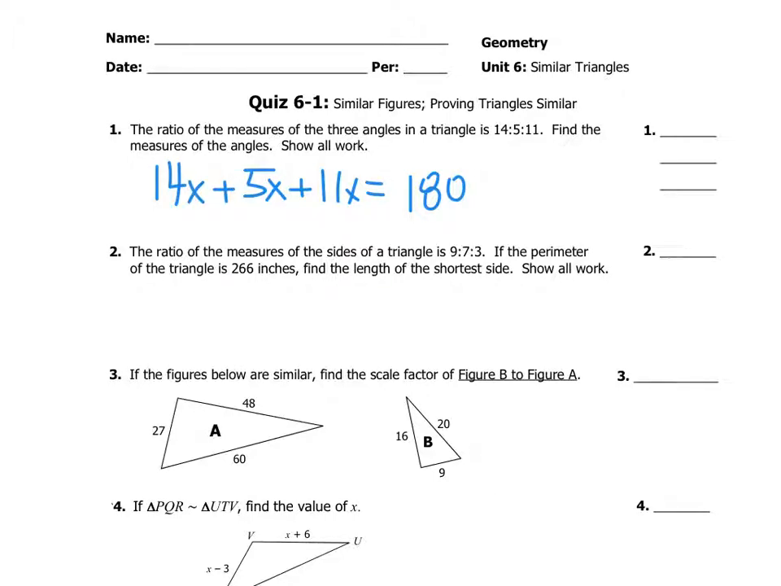Number two, similar thing, only we're talking about perimeter. Okay, the ratio of measures are 9 to 7 to 3. The perimeter is 266 inches. Find the length of the shortest side.